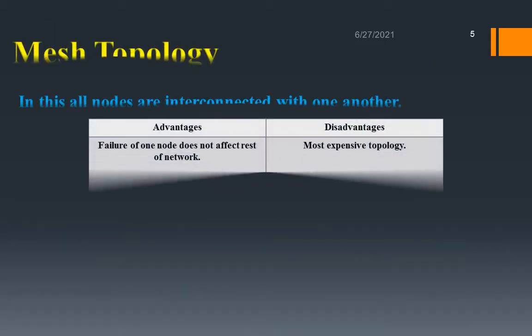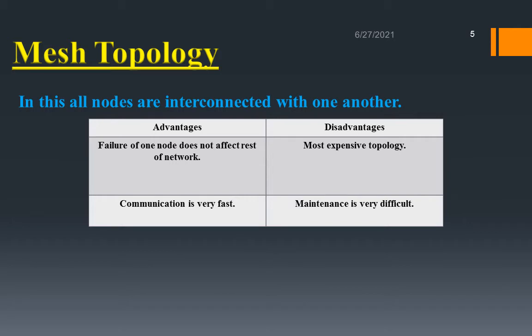Then next is mesh topology. In this, all the nodes are interconnected with वन अनदर. हर नोड एक दूसरे से कनेक्टेड होता है. इसकी एडवांटेजेस ये होती है, फेलियर ऑफ वन नोड डज नॉट अफेक्ट रेस्ट ऑफ द नेटवर्क एंड कम्युनिकेशन इज वेरी फास्ट. बट डिसएडवांटेजेस भी होती है, इट इज मोस्ट एक्सपेंसिव टोपोलॉजी एंड मेंटेनेंस इज वेरी difficult. So we have discussed four types of topology.